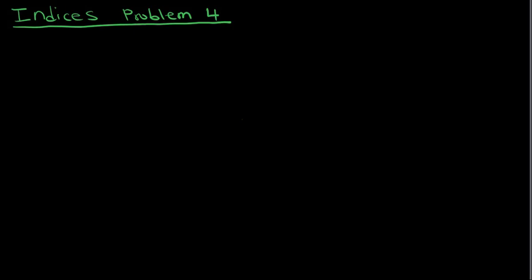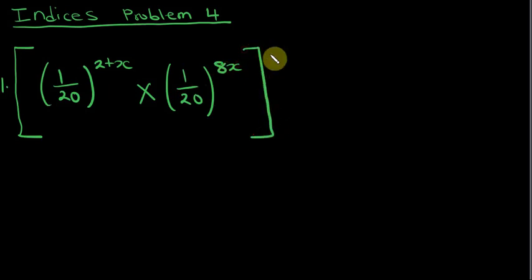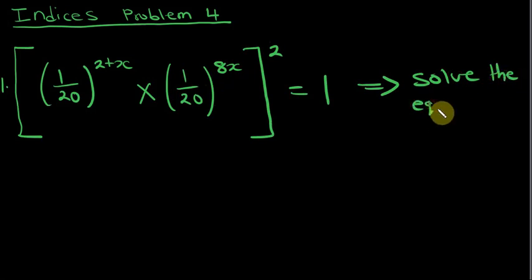Alright, so let's look at indices problem number 4. Let's say you are given (1/20)^(2+x) multiplied by (1/20)^(8x), and everything raised to the power 2 is equal to 1. Now the question is, solve the equation. In other words, we're solving for x. What is x? Alright, so let's get solving.